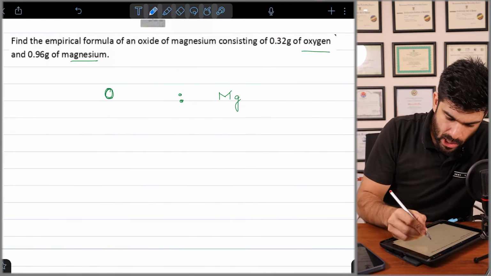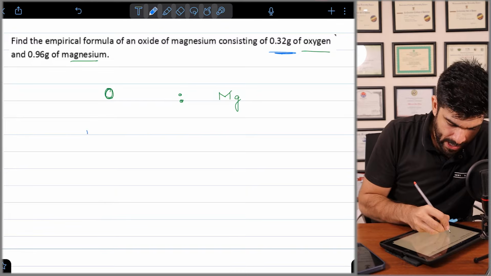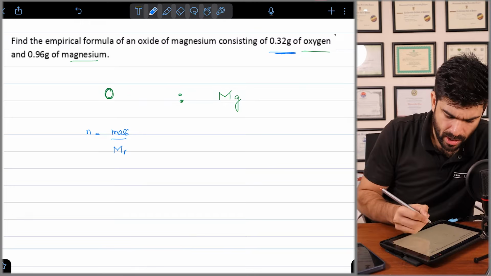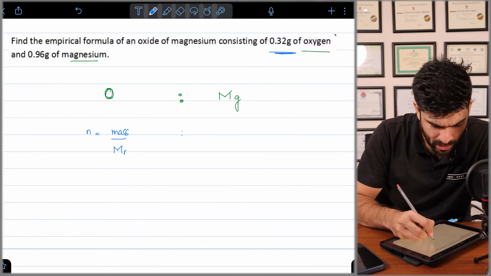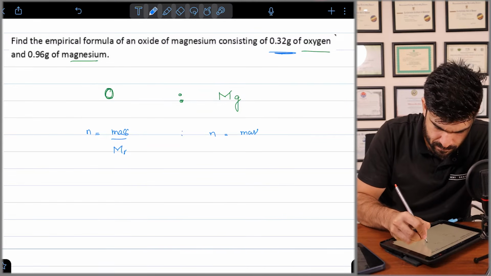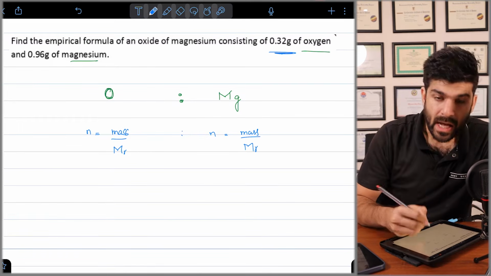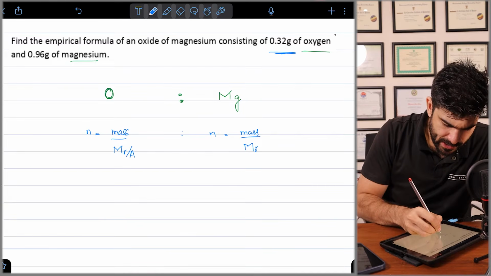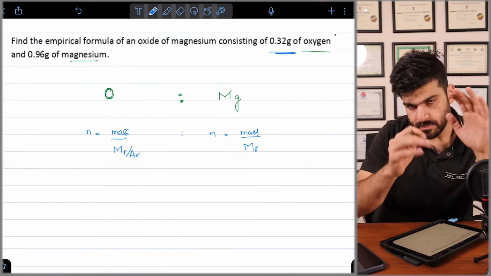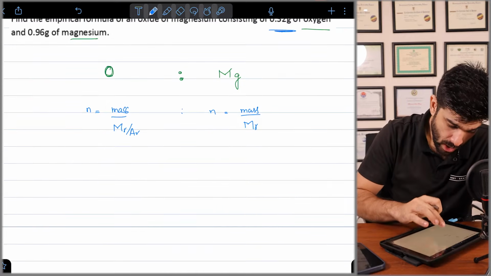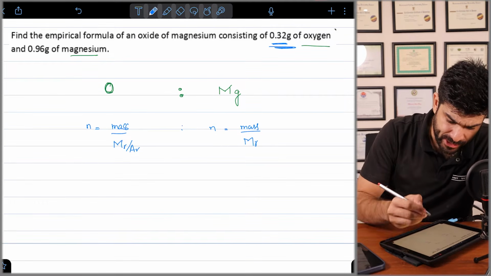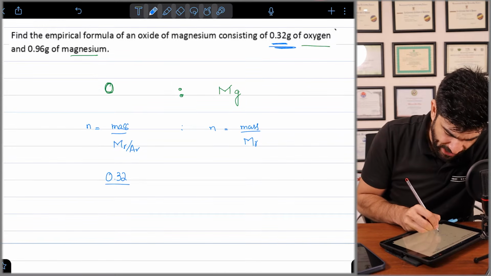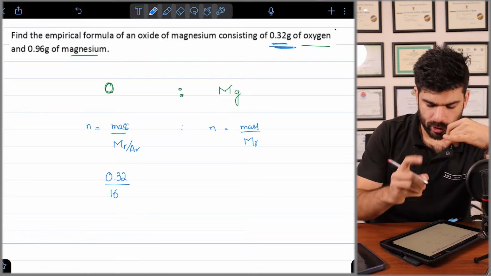The formula of moles, when you have a mass given, is n equals mass divided by Mr. Again, the same formula. Mr or Ar, that is something you can use alternatively. Ar for the elements, Mr for the compounds, but both can be used. So what is the mass of oxygen that we have? 0.32 divided by 16, which is the Ar of oxygen.